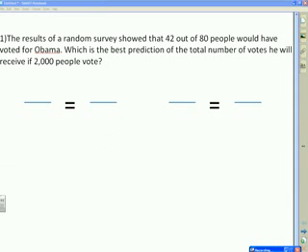Let's go ahead and look at some examples. If everyone can, turn to their daily work and look at number 1. Now remember, always look for your buzzwords. Should, predict, could, possible. Alright, the question is, the results of a random survey show that 42 out of 80 people would have voted for Obama. Which is the best prediction of the total number of votes he will receive if 2,000 people vote for him? Now that's in the future. We don't know. But if 2,000 people were to vote on a later date, what would be the total number that voted for him? So let's go ahead and take the math out of here. All right, the key word, again, the buzzword is best prediction.